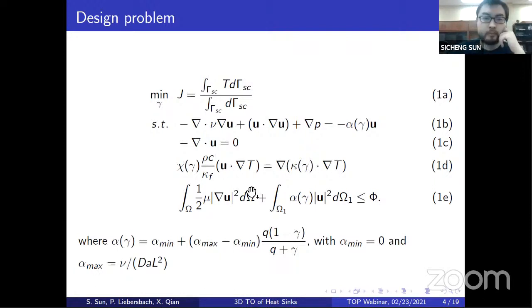the outlet surface. For the Navier-Stokes equation, we have an additional term which can mix the solid and the fluid part together through the Brinkman friction term. If gamma equals zero, which represents the solid phase, this friction will be pretty huge, and this makes sure that the velocity in the solid phase is close to zero. If gamma equals one, which is the fluid phase, this friction will vanish and this equation will return to the Navier-Stokes equation.